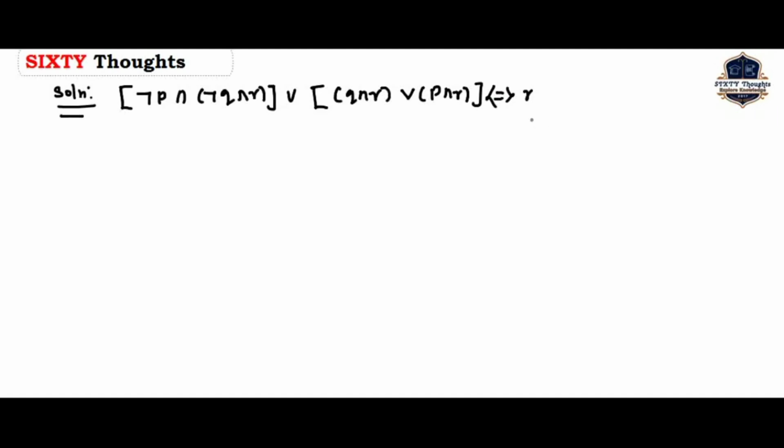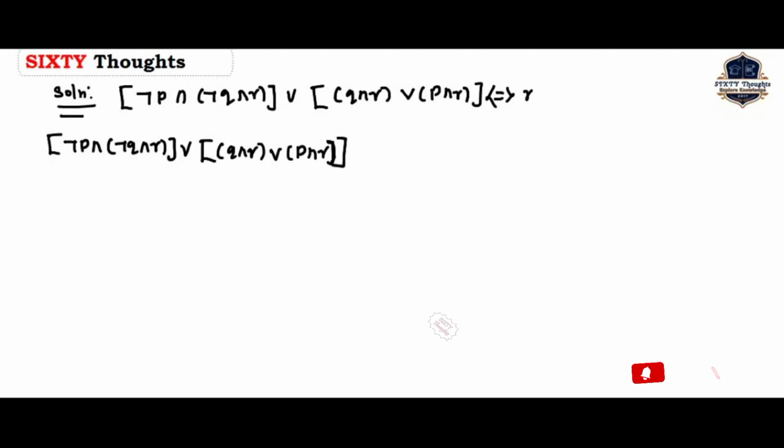First we consider the left hand side term. What is the left hand side term? That is nothing but negation P and negation Q and R, or second one, Q and R, P and R. So we need to prove the right hand side value. What is our right hand side term? We only have to show R. Therefore it is equivalent to.